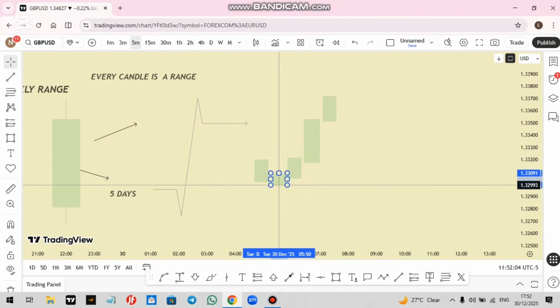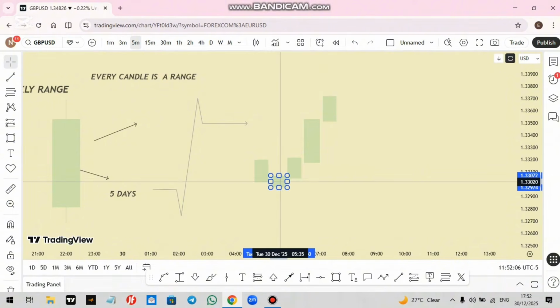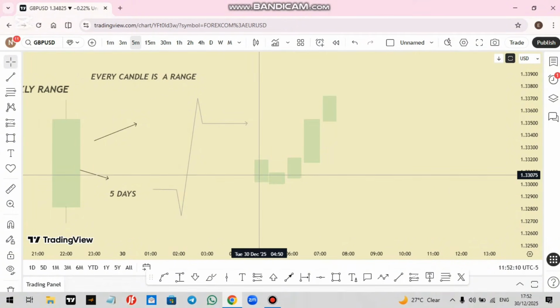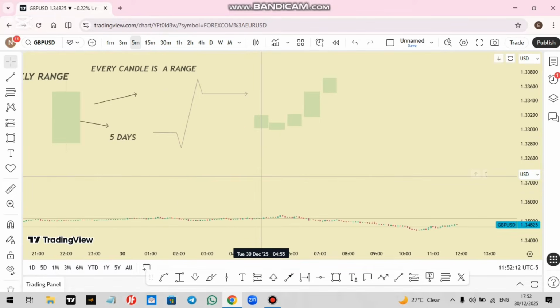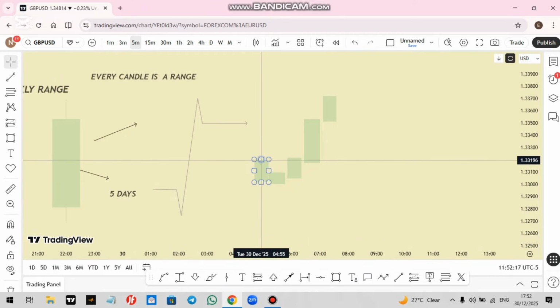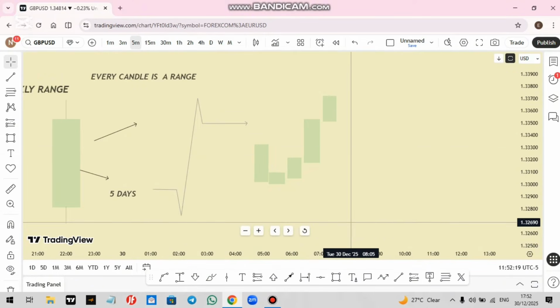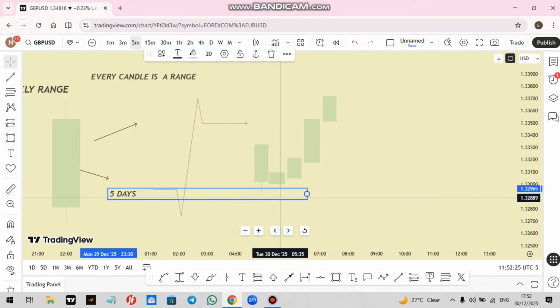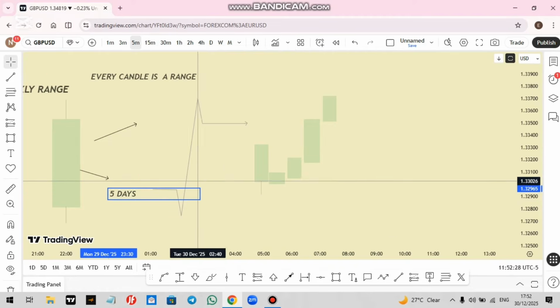Monday, right? This is Monday. Let's assume this is the Monday candle, opening up the Monday candle. This is Monday, and with its week high and week low, right?